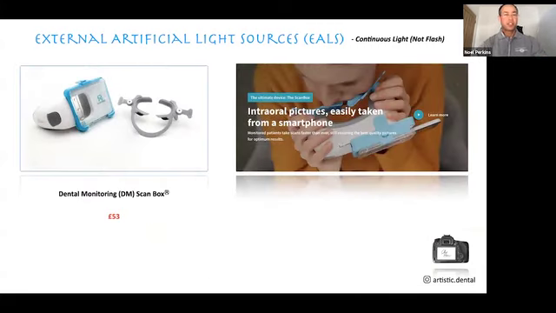Now, Dental Monitoring has created this cool device, which is for only £53. And it's a very clever design. Essentially, you choose the size of retractor, small, medium, or large, and you can buy it. And the scan box with a phone within it, as you can see here, then basically clicks onto the retractor magnetically.